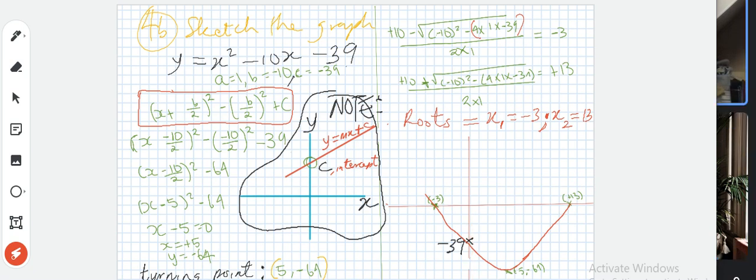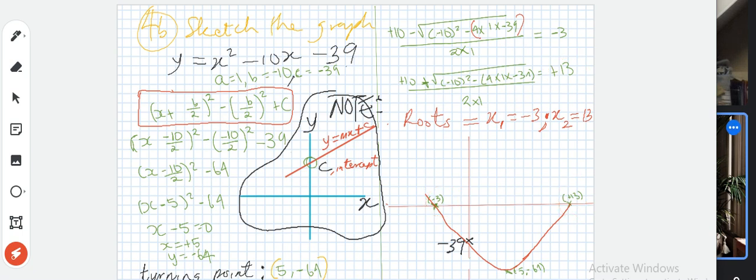How do we know where it cuts the y-axis? The constant of the original equation. What is the constant of the original equation? Minus 39 is the intercept. You know, the intercept is where it cuts the y-axis. So the sketch must include 4 positions. The first 2 positions are the roots where it cuts the x-axis at -3 and at plus 13.